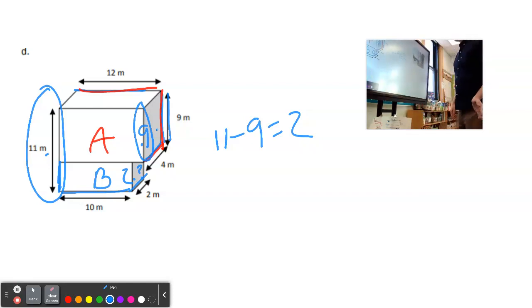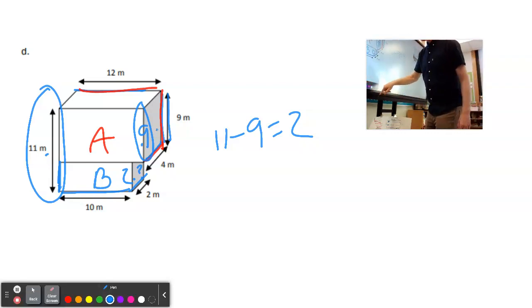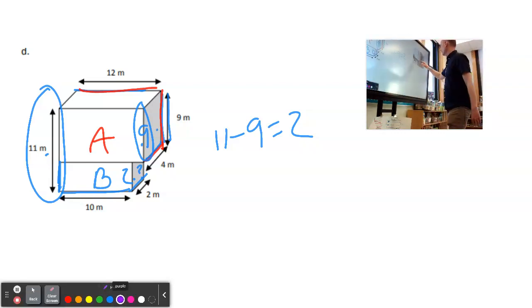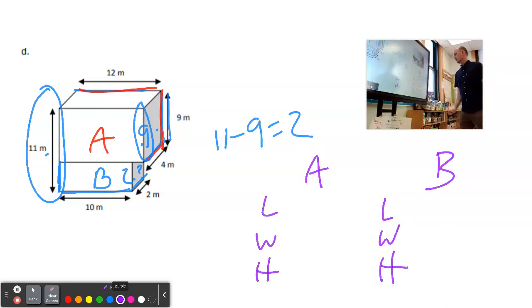Okay, so when you work, you absolutely, positively, no reason not to, no exceptions. Ooh, there's E. E for exceptions. None of them. No exceptions. You need to set up every problem as an A and a B, length, width, height, length, width, height. It's just one of those problem types where you have to be organized to get through it.